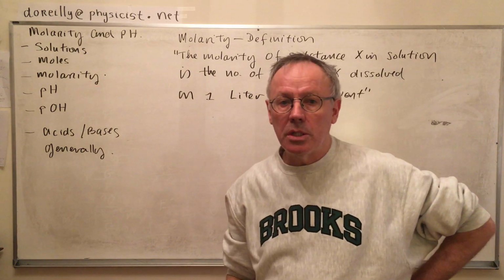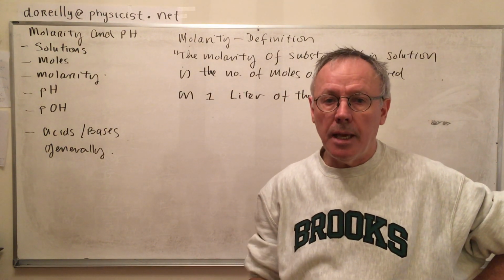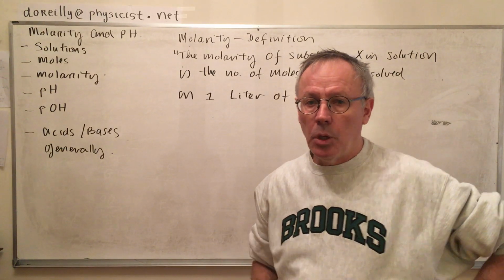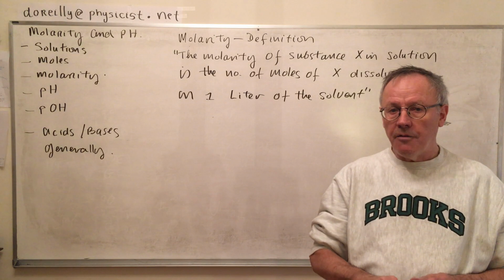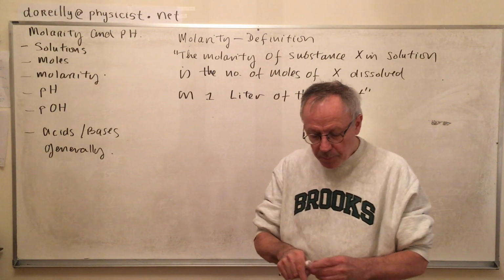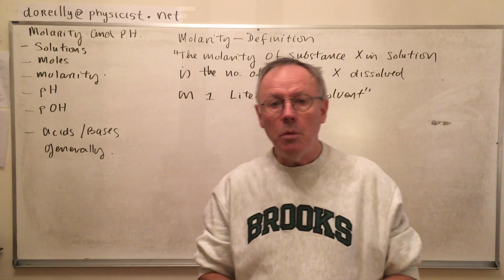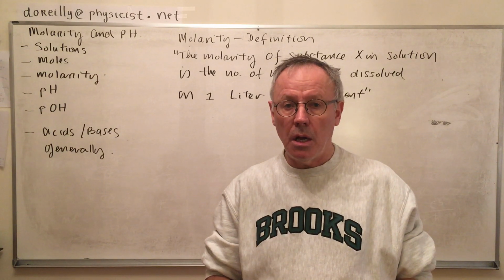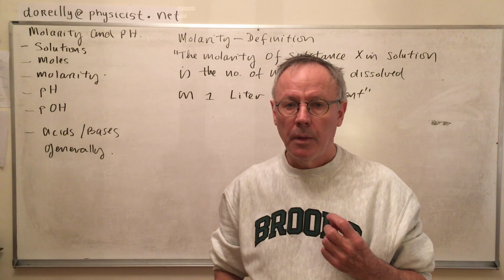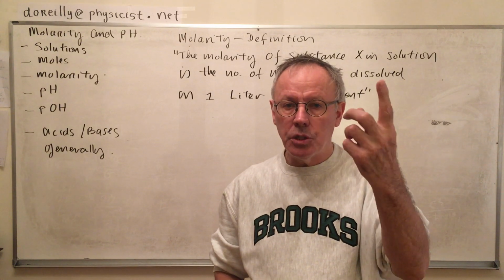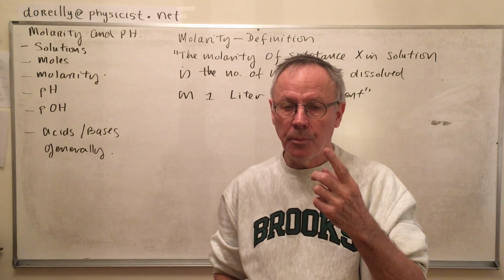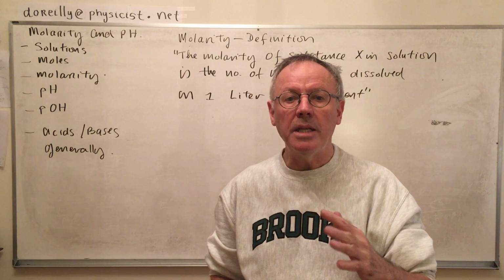Suppose there are 10 moles in a litre. The molarity is 10 moles per litre. Suppose there's a half mole in a litre. The molarity is a half mole per litre. Suppose there are 4 moles of a substance dissolved in 2 litres of water. How many in 1 litre? 4 and 2, that means 2 per each litre. See? You divide the number of moles by the volume.